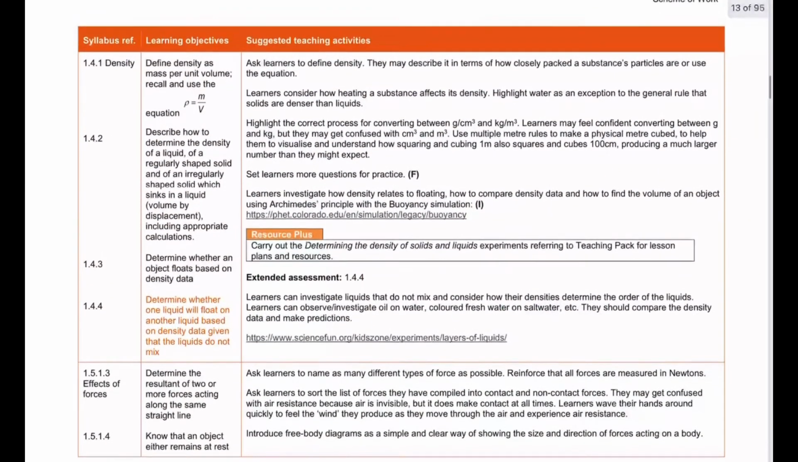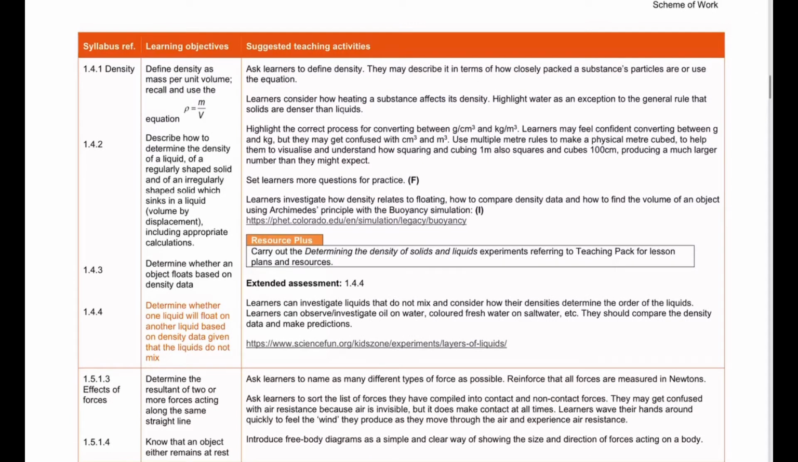Key concept 1.4.1, density. Learning objectives. Define density as mass per unit volume. Recall and use the equation ρ = m/V. Describe how to determine the density of a liquid, of a regularly shaped solid, and of an irregularly shaped solid which sinks in liquid, by displacement, including appropriate calculations. Determine whether an object floats based on density data. Determine whether one liquid will float on another liquid based on density data, given that the liquids do not mix.